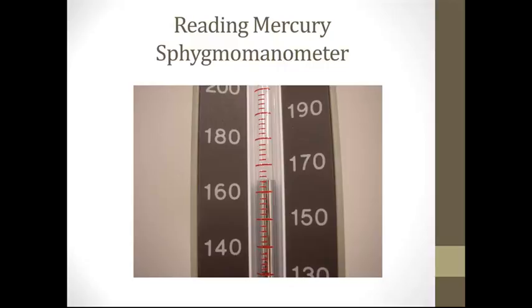So here is the mercury sphygmomanometer, and as you can see, here is the 160 mark, and each hash mark is 2. So hence why we only go by 2s, and we always have an even number. We never have an odd number. So here we have 160, 162, and this blood pressure would be 164. The next hash mark is 166, the next one is 168, and then we jump to the next big line, which is 170.